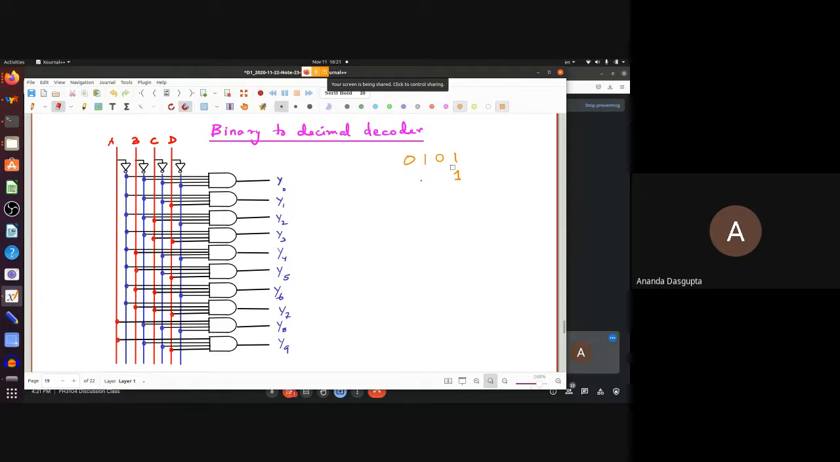What you have is ones, twos, 2 squares, 4s, 8s. So 1 ones, 2 fours, 1 fours. So 4 and 1, 5. Fine, so this is 5.